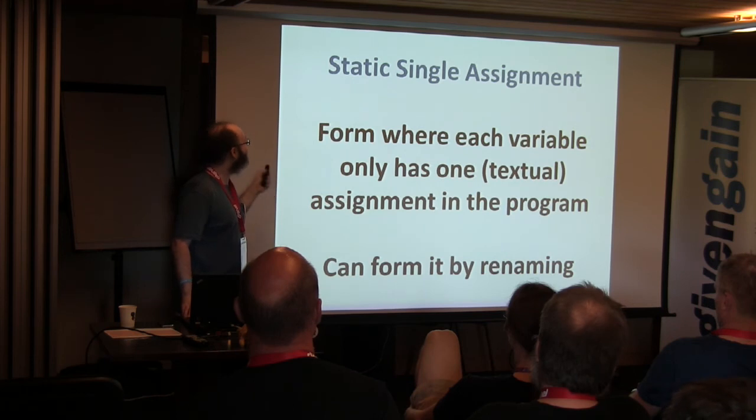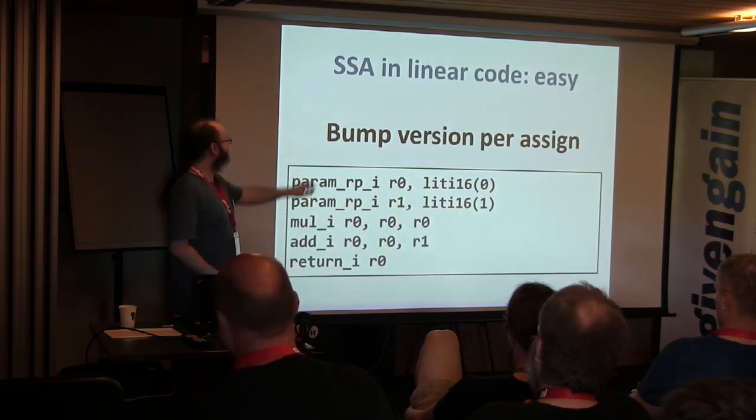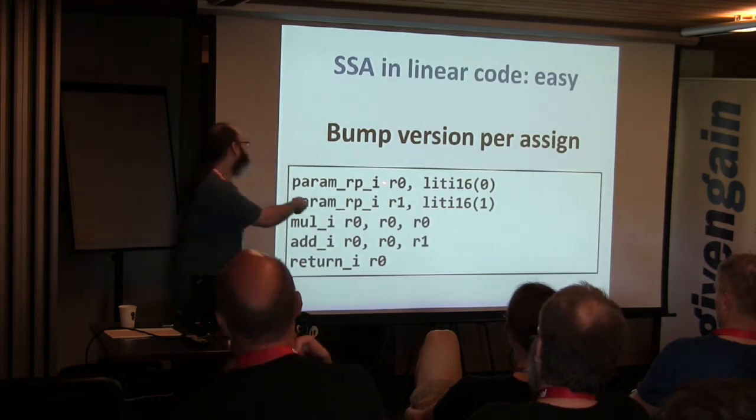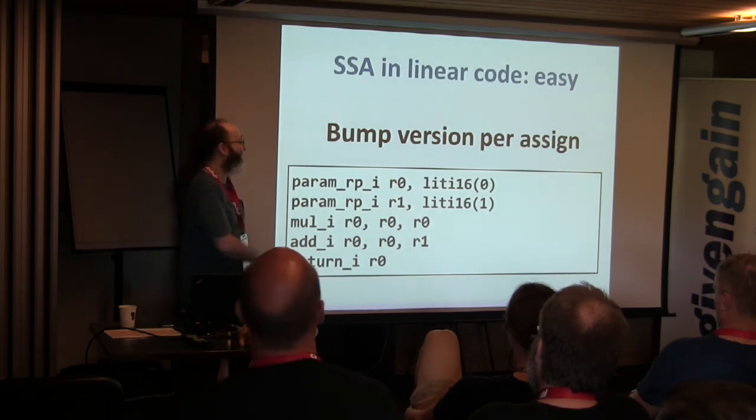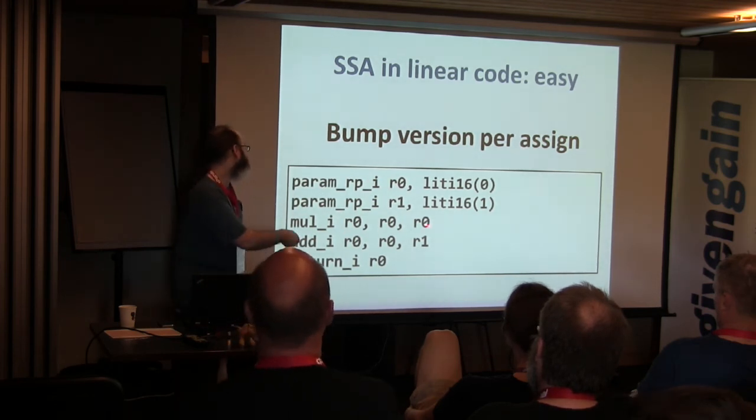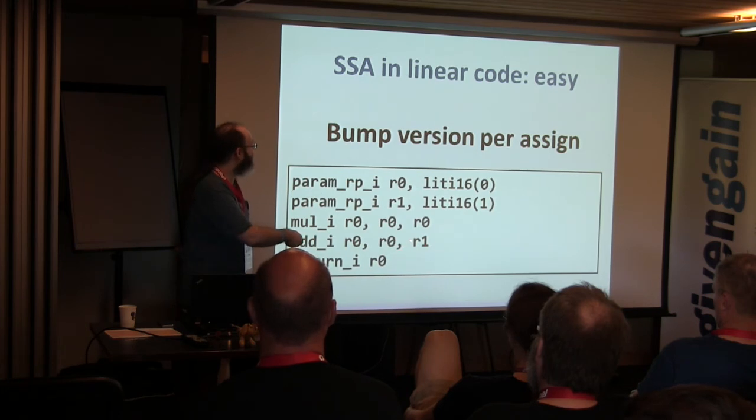That is done by renaming variables. So what we have here is a bit of code. It takes 2 integer parameters. It then multiplies them. It multiplies the first one by itself, so squaring it. It adds the next parameter, and it returns it.